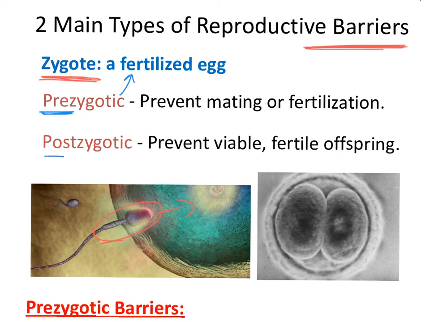A post-zygotic barrier, post meaning after, would occur when the egg is already fertilized, but then things go downhill from there. So even though the egg and the sperm do meet, that little growing embryo does not develop completely into a normal adult. All right, let's dive into examples of pre-zygotic and post-zygotic. These are all reproductive barriers.